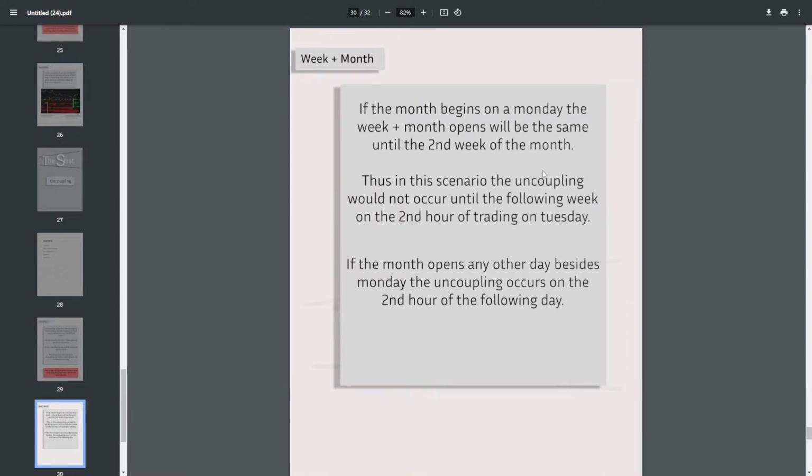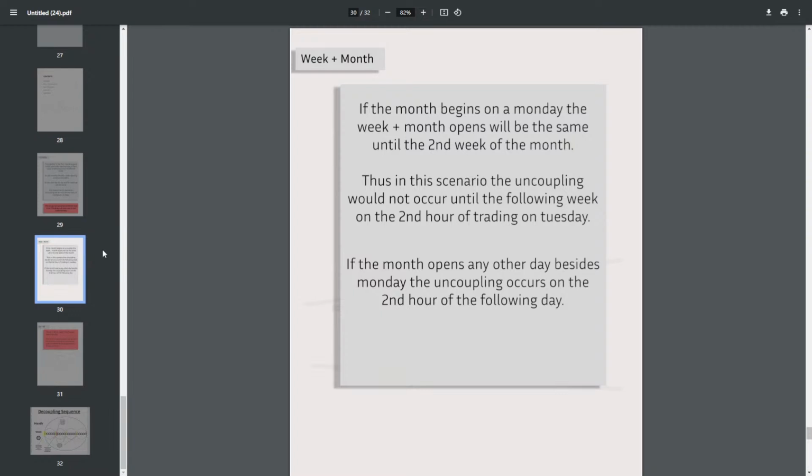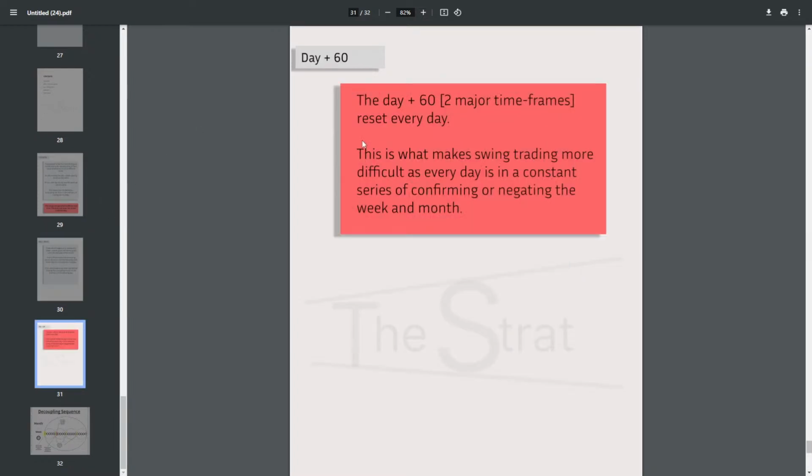So the week and month. If the month begins on a Monday, the week and month opens will be the same until the second week of the month. So in this scenario, the uncoupling doesn't occur until the following week, on the second hour of trading on Tuesday. And if the month opens any other day besides Monday, the uncoupling occurs on the second hour of the following day. I'm going to show you guys something. If it sounds a little confusing, which a lot of people do get confused at this point, we do have a little image coming up that will hopefully clear that up for you.